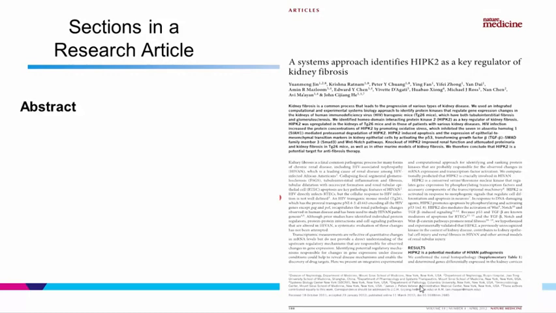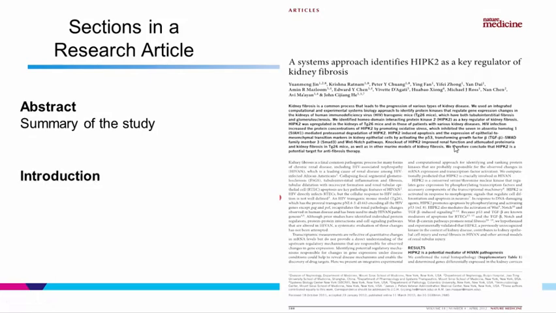So the first section is the abstract. The abstract is basically a summary of the study, and it should accurately reflect the content of the research article. As you can see from the abstract, the first sentence is a brief introduction to the problem. This is followed by a somewhat detailed summary of the approach used and also of the results obtained. And the abstract ends with a brief conclusion.